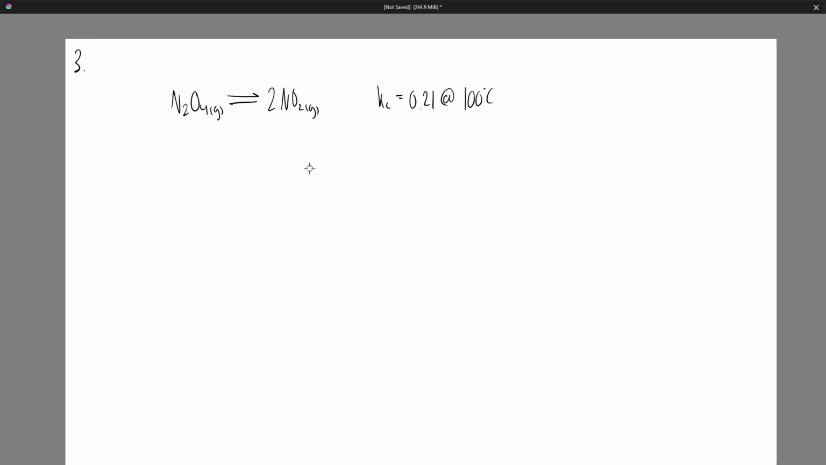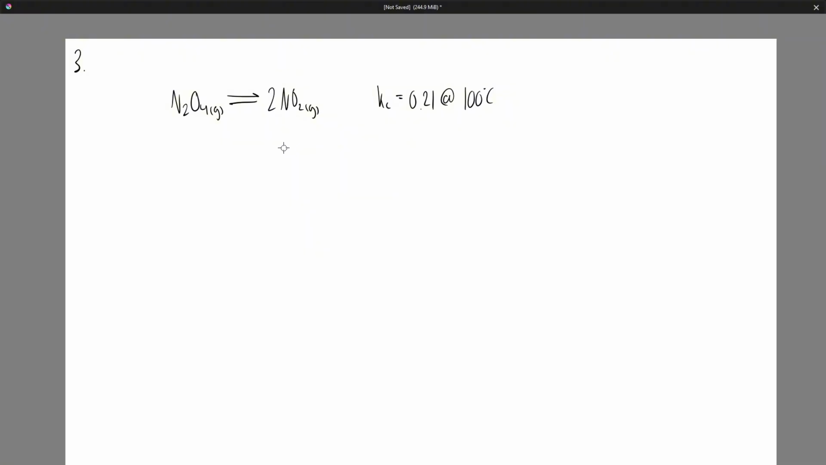Okay, so number 3 says at a point during the reaction below, the concentration of N2O4 is equal to 0.12 molar, and the concentration of nitrogen dioxide is equal to 0.55 molar. Is this reaction at equilibrium? If not, in which direction will it progress?